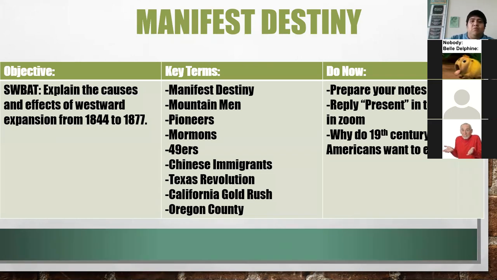Thank you for being here. Today, we're going to explain the causes and the effects of Manifest Destiny. We're going to focus more on what Manifest Destiny is and some of the aspects of it, some of the groups that were involved, some of the causes of it. And then as we go on this week and into later, we're going to talk about the effects and we're going to talk more about causes. So that's what we're doing today.